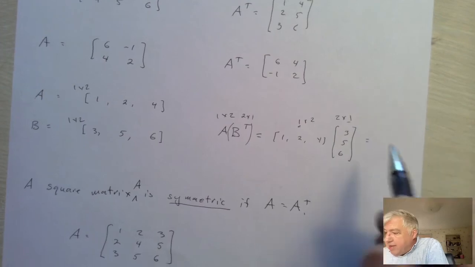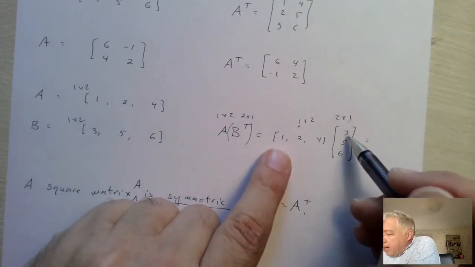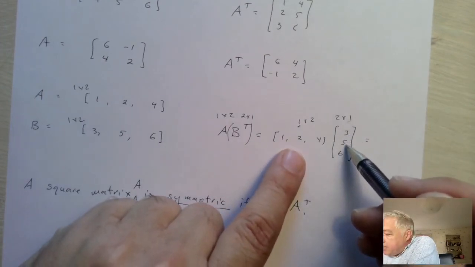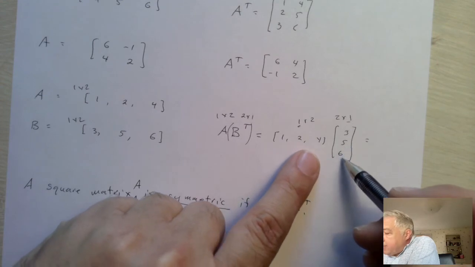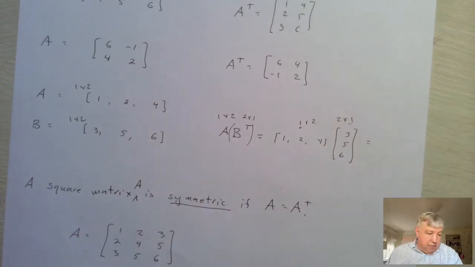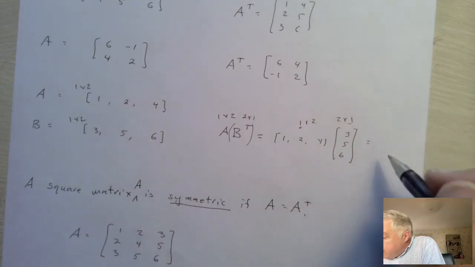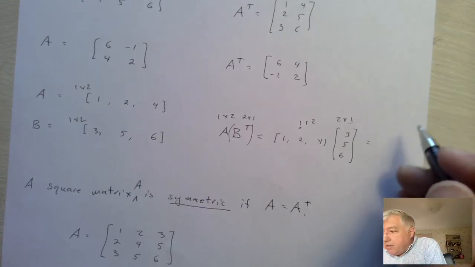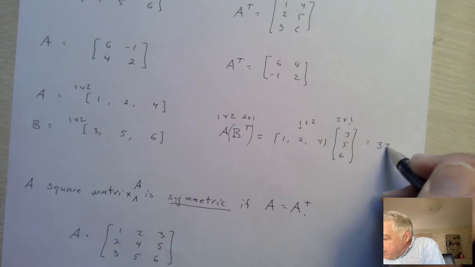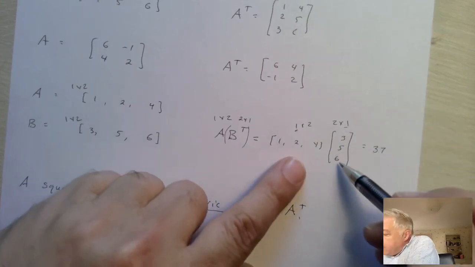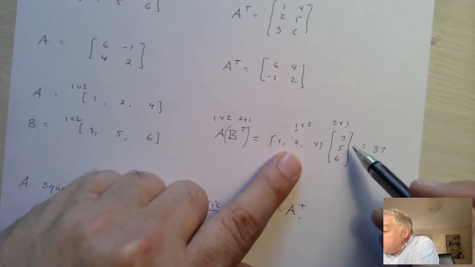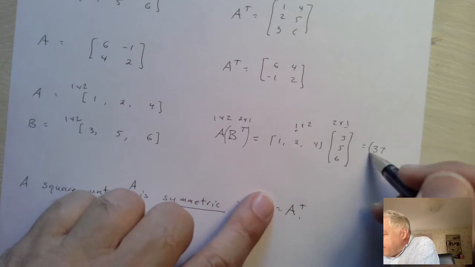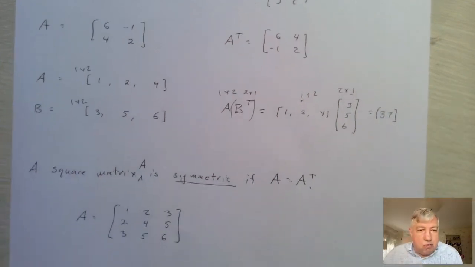We're really just taking the dot product of this row and this column, which is 3 plus 10 plus 24. 3 plus 10 is 13, 13 plus 24 is 37, I hope. Okay, 37. It's our 1 by 1 matrix.